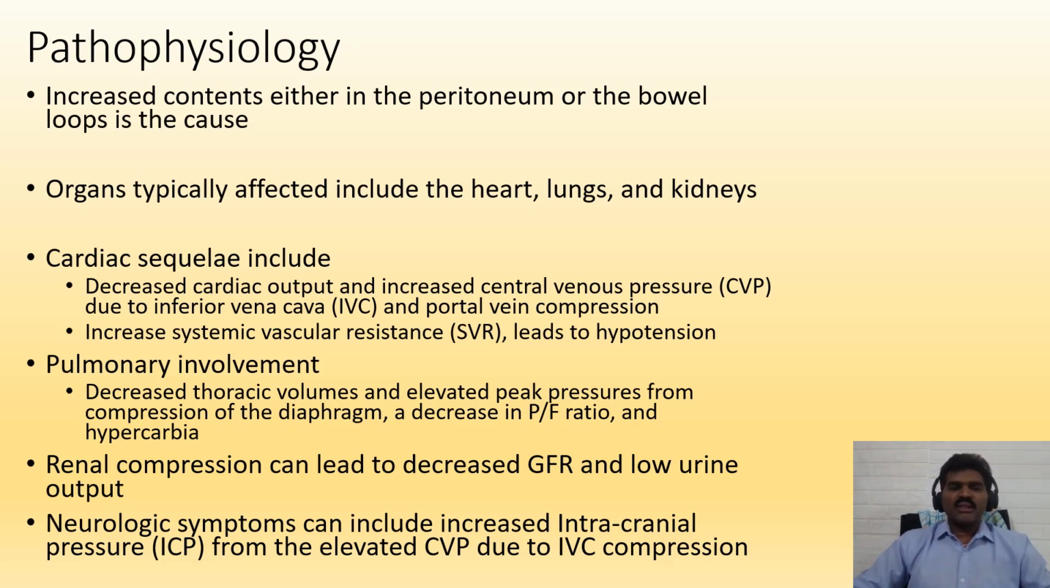There is compression of the renal vasculature and the renal medulla. This leads to decreased GFR and low urine output. Whenever you find sepsis patients with reduced GFR or a patient going into AKI, one of the most important differential diagnoses you need to look for and treat is ACS. Neurologic symptoms can include increased intracranial pressure from the elevated CVP due to IVC compression.